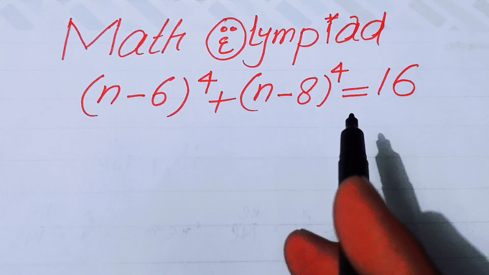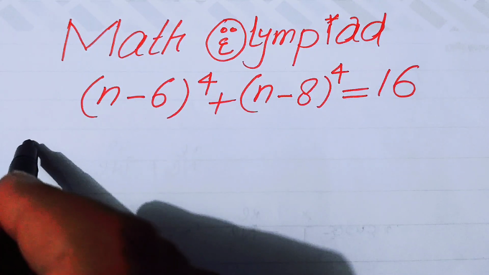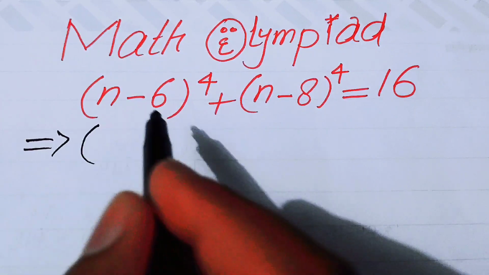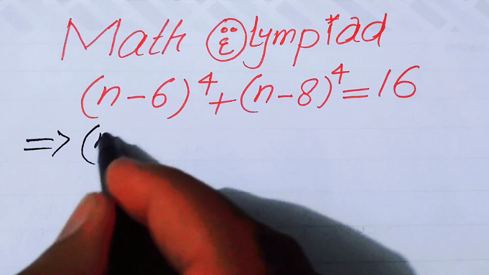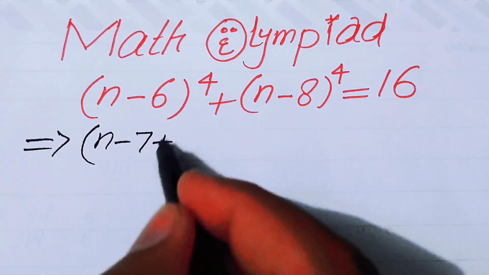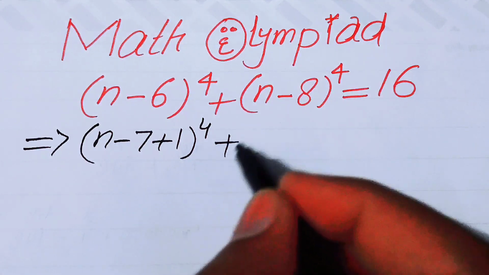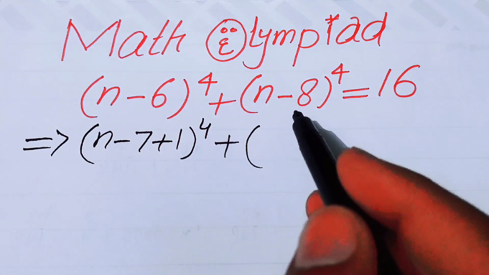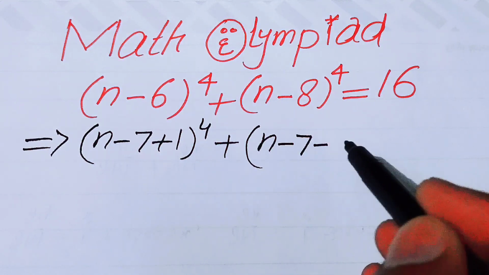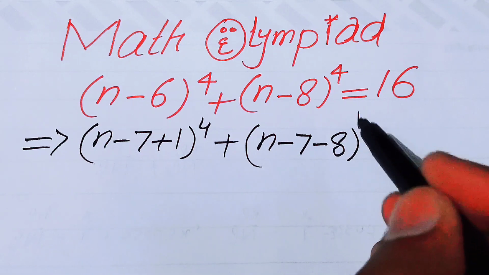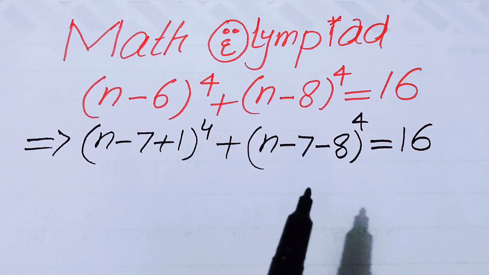So the very first thing we are going to do is rewrite this equation. Here we have n − 6, and we will write this n − 6 as n − 7 + 1, and its whole power 4, plus similarly here we can write this n − 8 as n − 7 − 1 and its whole power 4 is equal to 16.